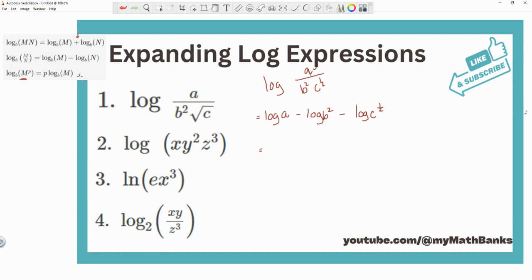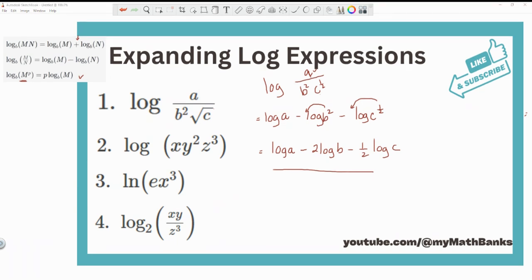Now, remember, if you have exponents, you need to do the third formula. So this is going to just be log a, and then this 2 will go in front. That will be minus 2 log b, minus, and then another exponent, 1 half log c. All right, so this is your fully expanded logarithmic expression equivalent to letter A.